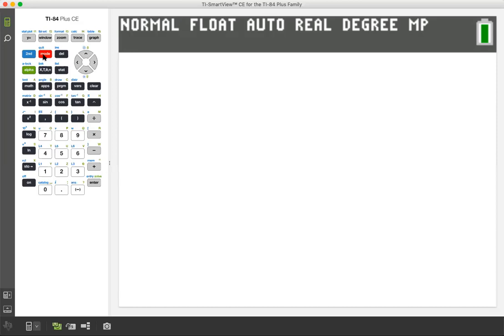In the last equation we just came up with, we had an A and a B. On the set of directions, there are 4 things for you to do. The very last step says creating the correlation coefficient. To do that, I need to hit the second button at the top, and the actual number 0. Above 0, it says catalog.